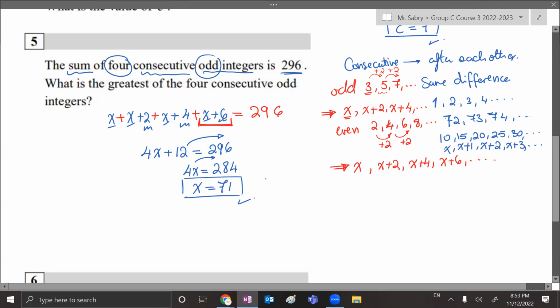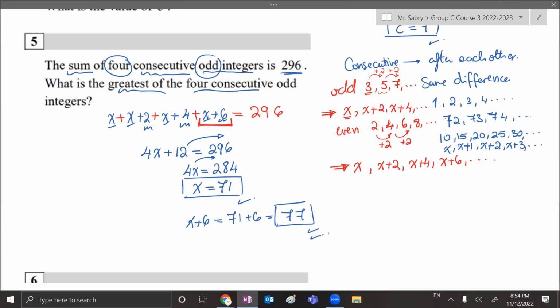I've got the value of x. Now what do they want? They want again the greatest of the 4 integers. So I have to find the x plus 6 actually, which is 71 plus 6, which means 77 is the correct final answer. Does this make sense? Are we good? Yes.